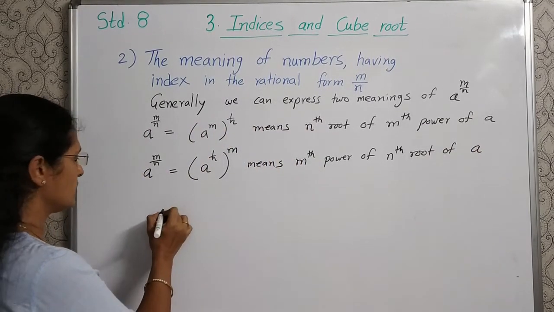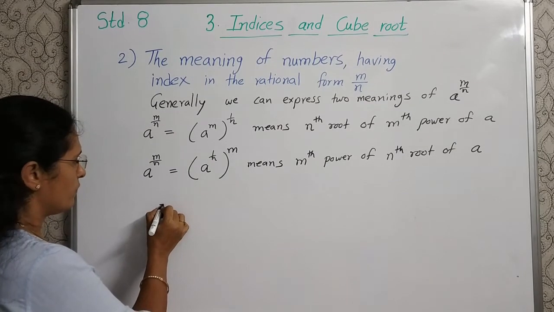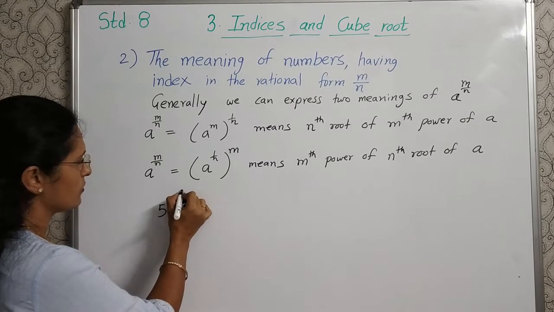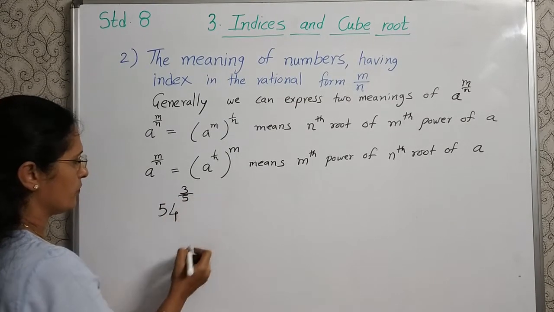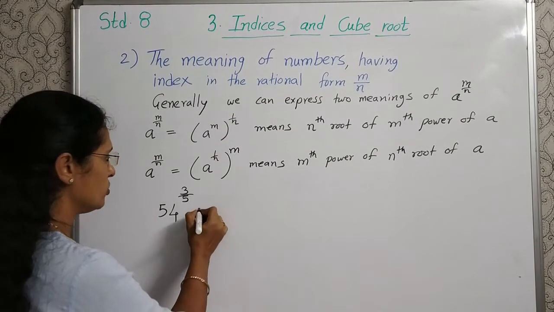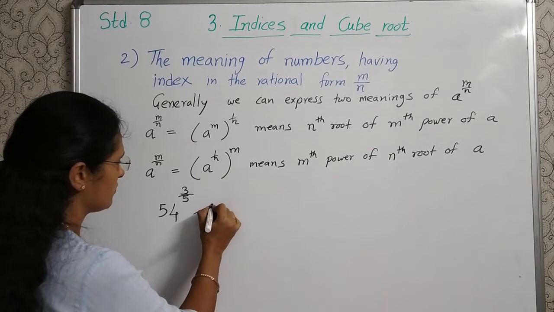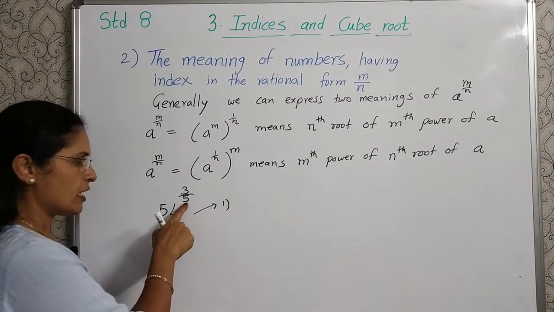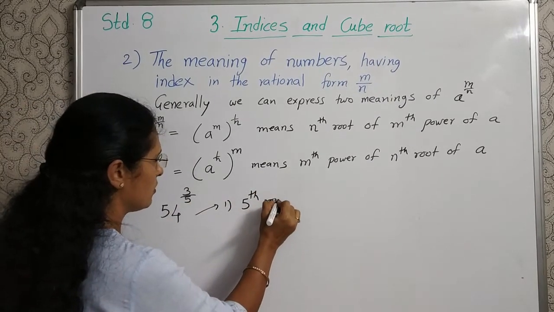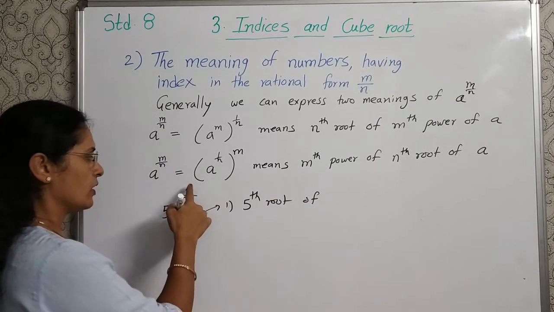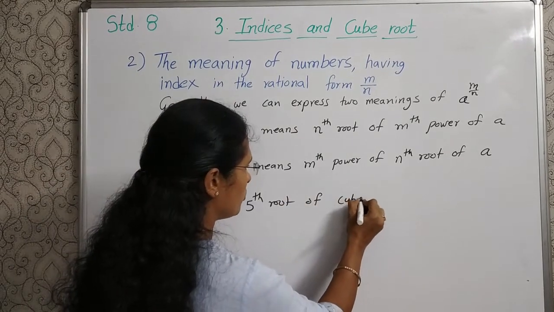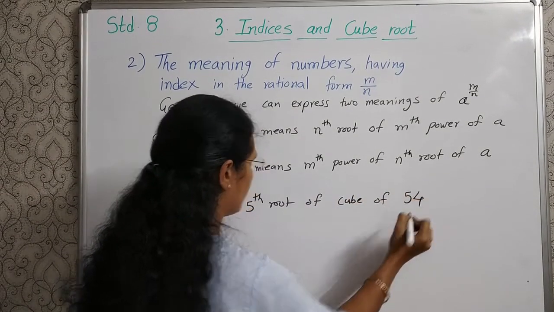So if the number is given like this, 54 as a base and the index is 3 by 5. Now you can read this in two different ways. The meaning of this we can write in two different ways. So first, if we start from here, it is the fifth root. So fifth root of cube of 54.